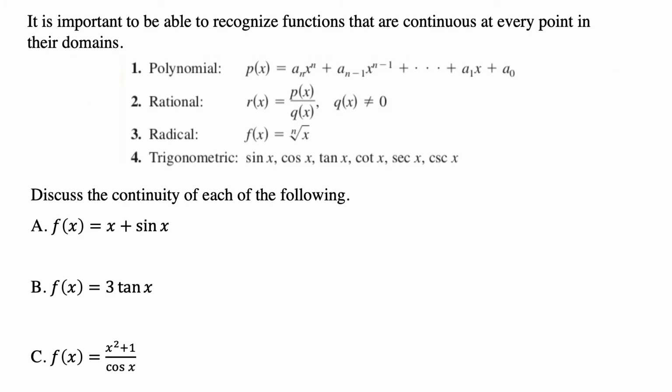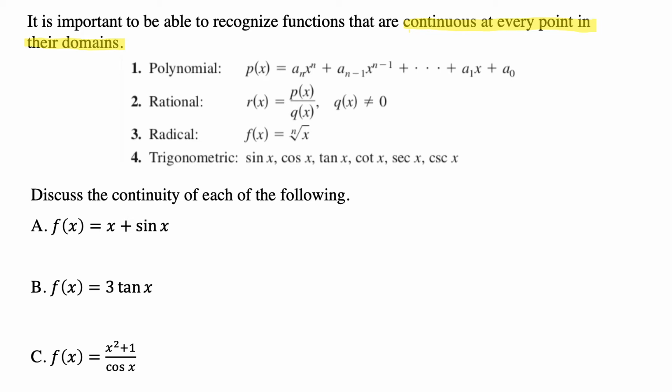It is important for us to be able to recognize functions that are continuous at every point in their domain. So here's a list of 4 types of functions that we have already worked with: polynomials, rational functions, radical functions, and trig functions, all of which are continuous at every point in their domain. So for A, B, and C, we just want to discuss the continuity of each of them.